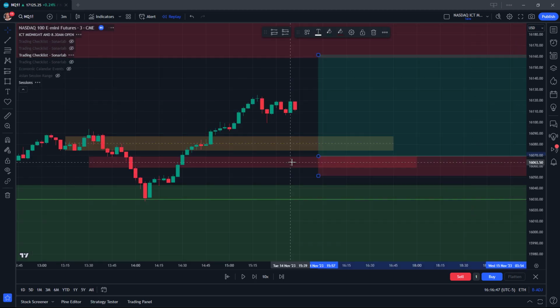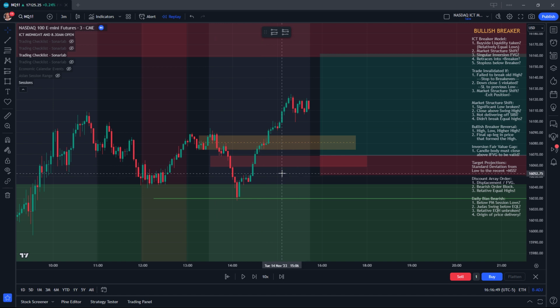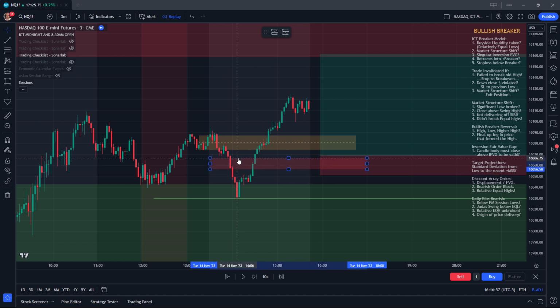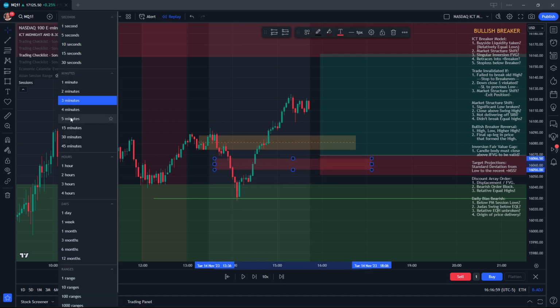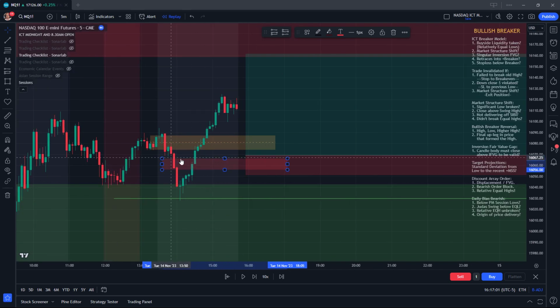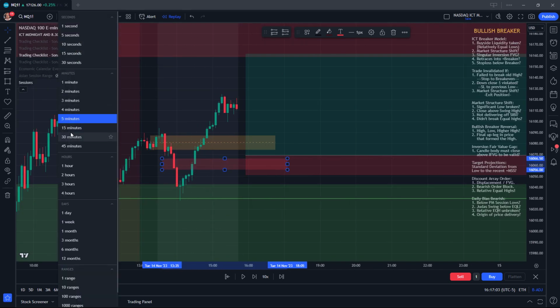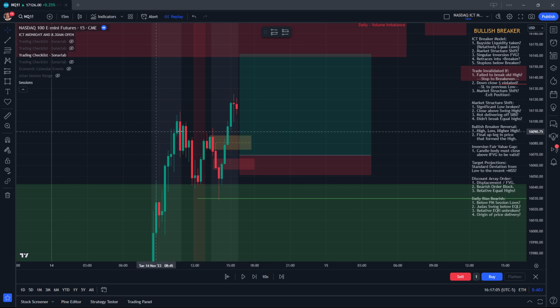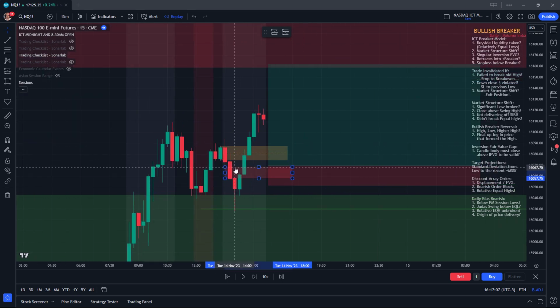So once we had our 15-minute breaker, we'd see, oh, we got 1, 2, 3, 4 inversion fair value gaps. So which one do you use? Go to the 5-minute. There's still 2 of them. Go to the 15-minute. The higher the time frame, the more reliable the PD array becomes. We only have 1 there.